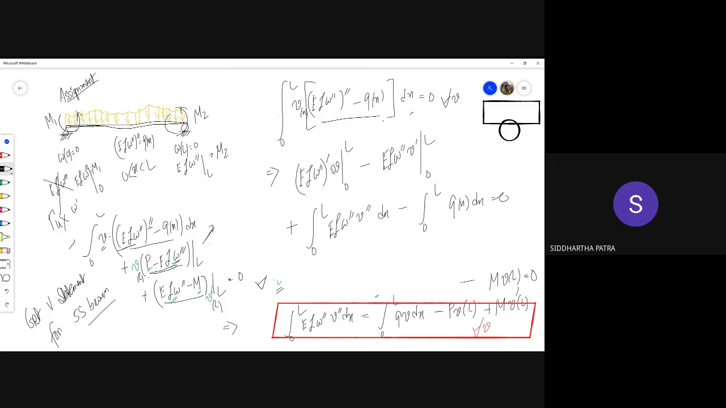Now, of course, if we take the example of the cantilever beam, at x equals 0, V equals 0 and V prime equals 0. But then, what about the values at x equal L? At x equal L, EI W double prime whole prime is simply P. So this whole thing involving two terms, of which one is 0 simply because V is 0, is essentially P times V of L. And similarly, this one is M times V prime of L.